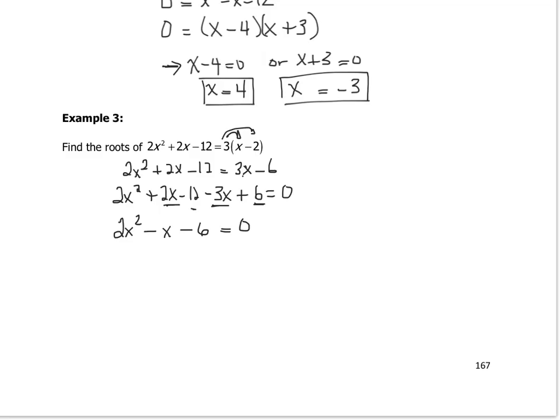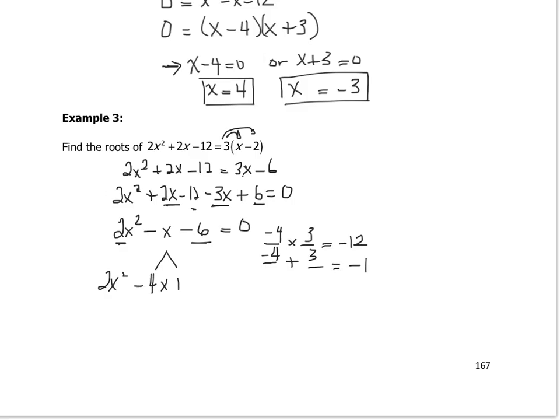So if this is able to be solved by factoring, I would have to come up with two numbers, because the 2 in front is not a GCF, so I'd have to come up with two numbers that multiply to give you 2 times negative 6, which is negative 12, and add to give you negative 1, the coefficient of the middle term, and that would be negative 4 and 3. So find the numbers, break it down.